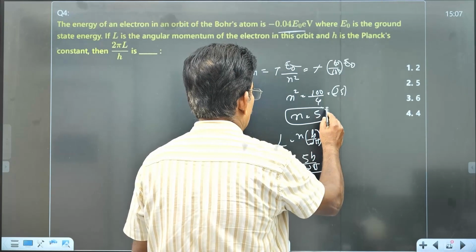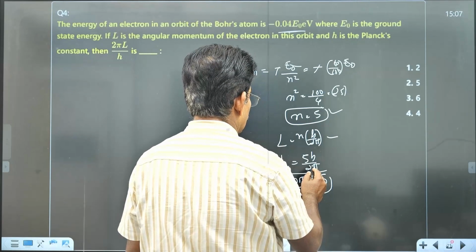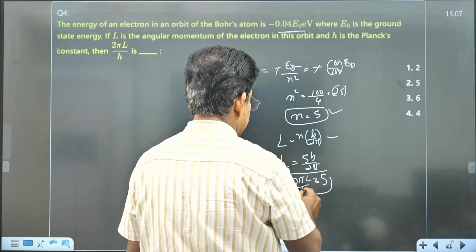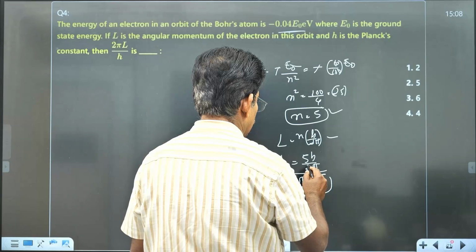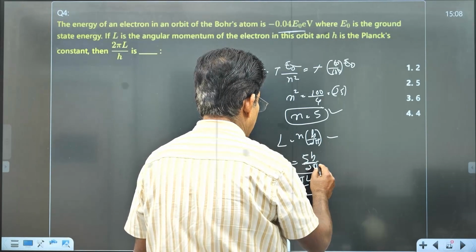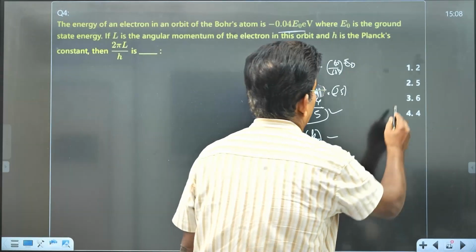So first you get the orbit number, then L is equal to nh by 2 pi. So we want 2 pi L by nh. Then 2 pi L by h will be, L is equal to 5h by 2 pi. Therefore 2 pi into L by h will be 5. So the answer is 5, option 2.